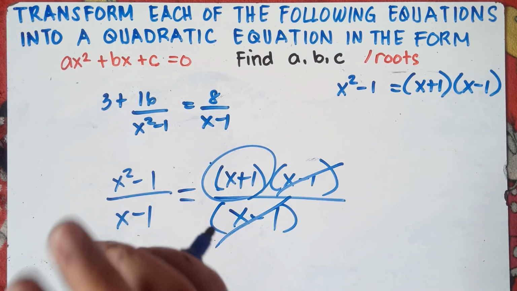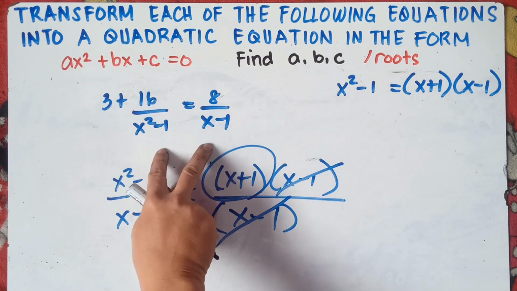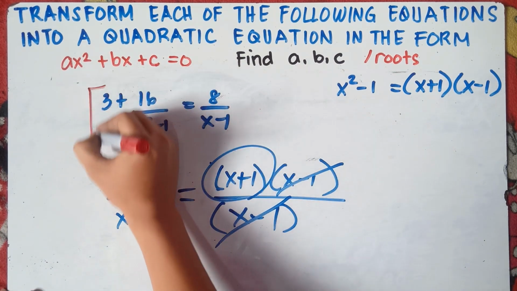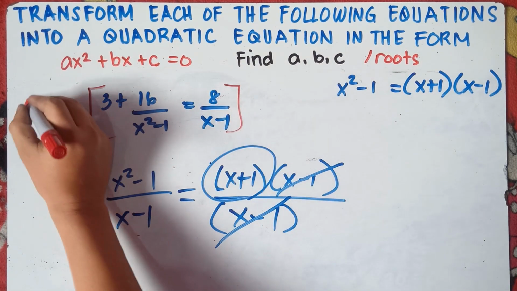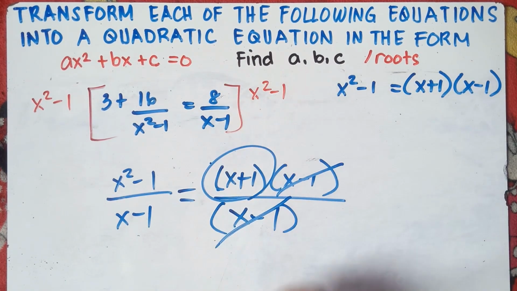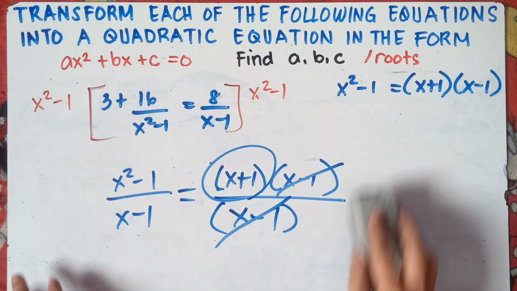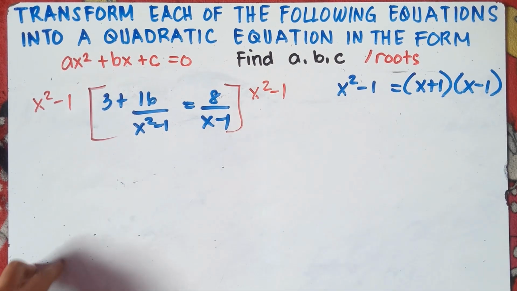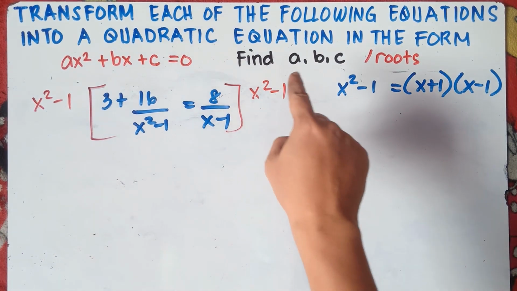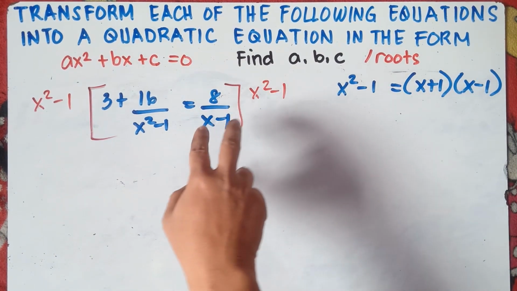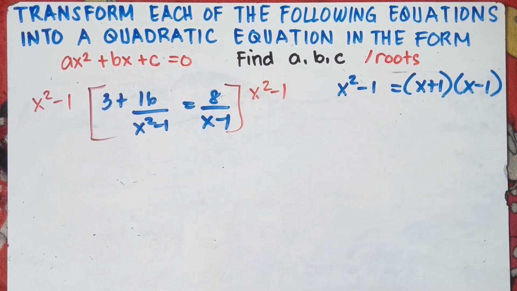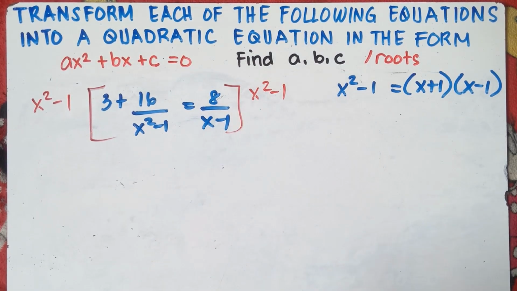That's why, class, our LCM for this equation would be x squared minus 1. Why is that again, sir? Because we can divide this x squared minus 1 by this equation. We can also divide x squared minus 1 by this equation, because x minus 1 is a factor of x squared minus 1. I hope you get this one, class. I hope you understand this one.